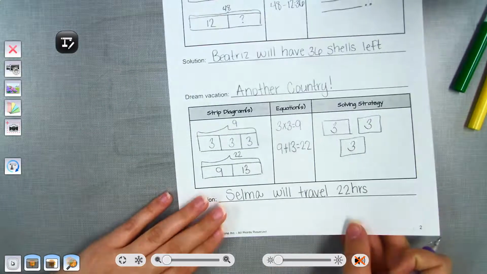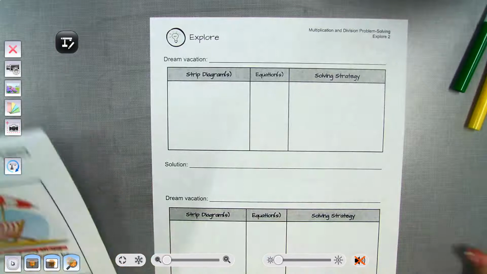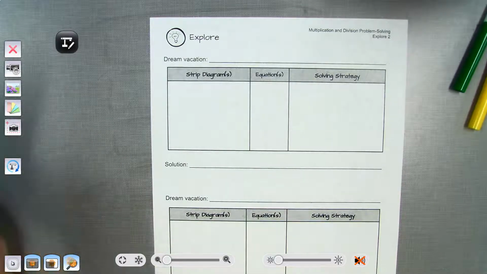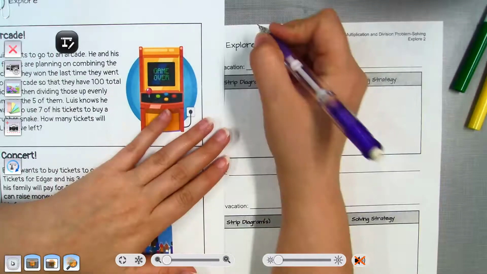Okay. We're going to do one more right here. And this dream vacation is going to the arcade. So very simple. You don't really have to go anywhere. So arcade.